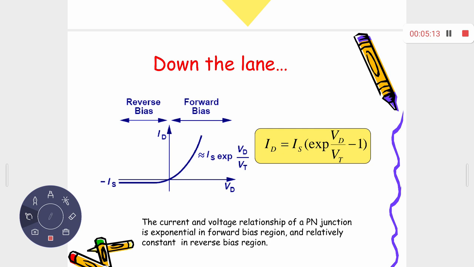Right? Now, what is that Vt called? Vt is called as? Threshold. It's not threshold, it's called? Cutting. Not cutting.